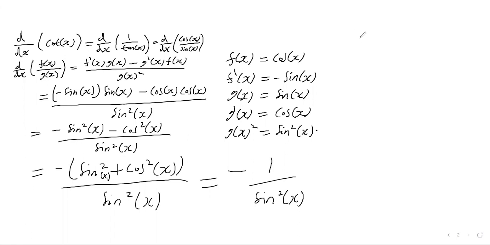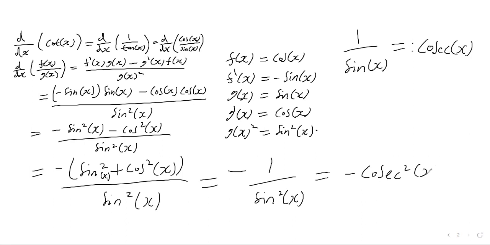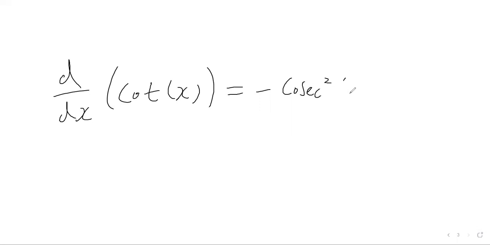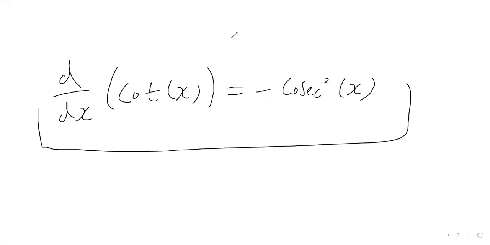And again, we know by definition that 1 over sine of x is defined as cosec of x. So 1 over sine squared is just cosec squared. So this is actually just negative cosec squared of x. And so what we've shown is that when we differentiate cot of x with respect to x, we get negative cosec squared of x. And that's the result from this video.